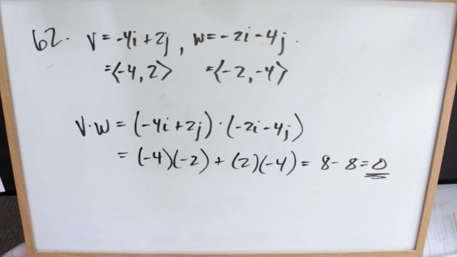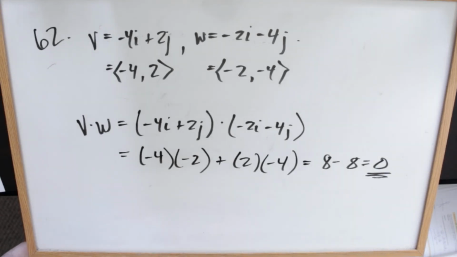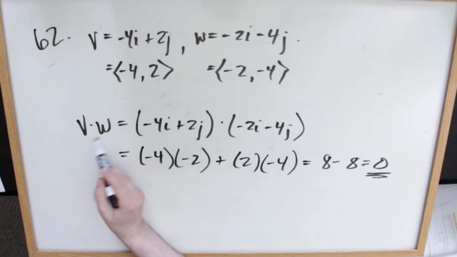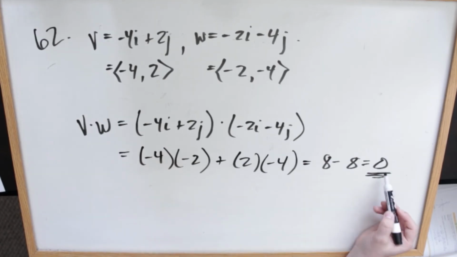Two non-zero vectors V and W are orthogonal. Orthogonal is kind of like another word for perpendicular. There's some historical context behind it. I'm not going to get into that. They're perpendicular or orthogonal if and only if V dot W equals 0. So in other words, we've got these two things multiplied out, and the dot product is going to equal 0.